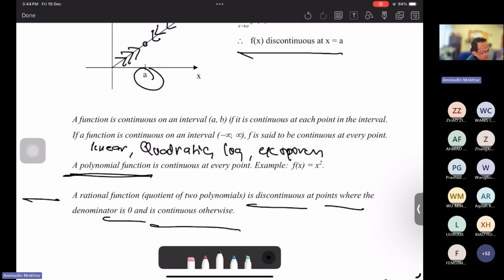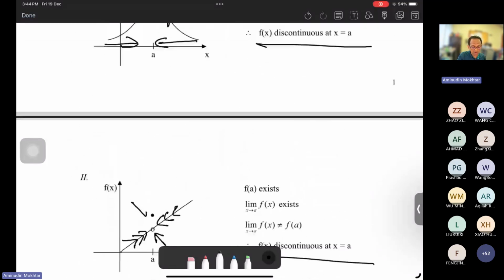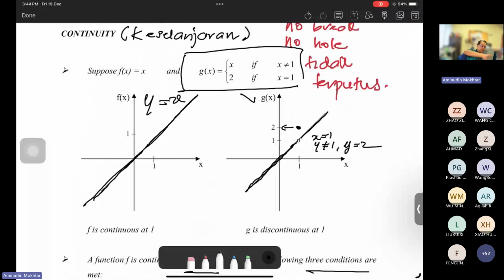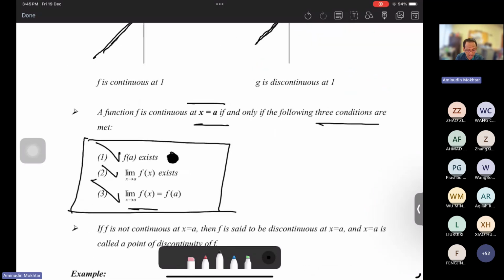Find continuity, how to determine continuity. So far, we need to find continuity by sketching the graph. We need to sketch the graph first. But in other cases, we can find the continuity without sketching any graph, without drawing any graph. Just follow these three conditions.